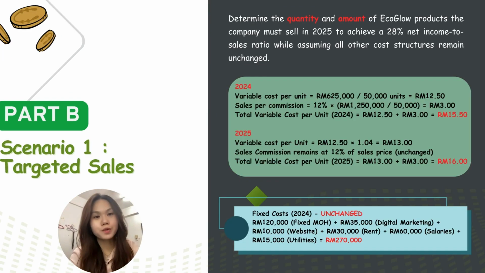Okay, so in scenario 1, EcoGlow aims to achieve a 28% net income to sales ratio in 2025 despite a 4% raw material cost increase. Using a cost volume profit analysis, we adjust the variable cost to 16 ringgit per unit, which includes the 13 ringgit production and 3 ringgit of commissions, while holding the fixed cost at 2,700,000.